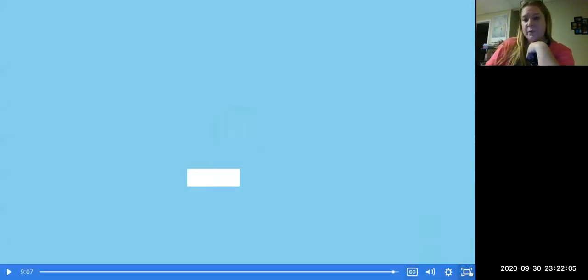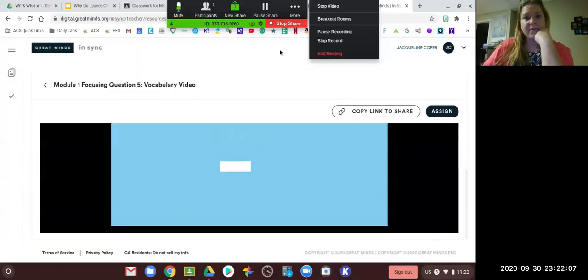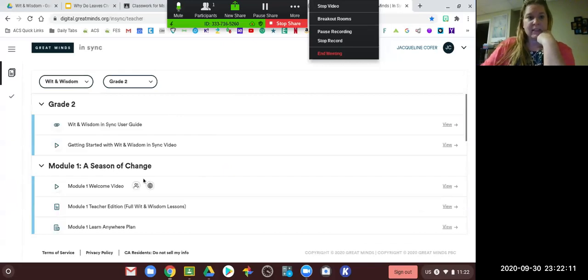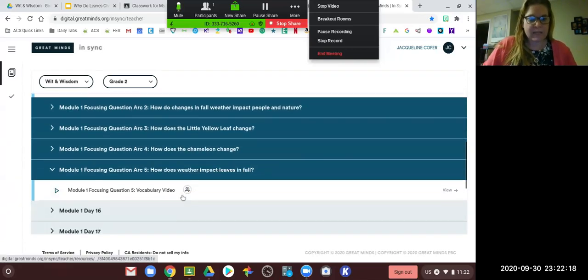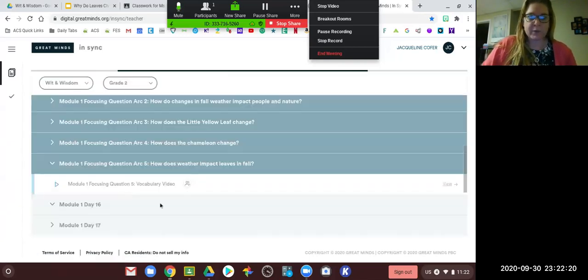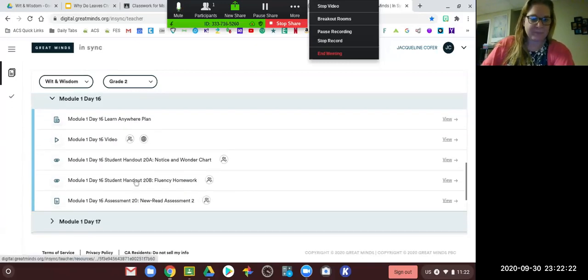Okay, so those are 4 words that we're going to have in our new text, Why Do Leaves Change Colors? Go ahead and get out your knowledge response journal and have that ready because we are going to use it today.